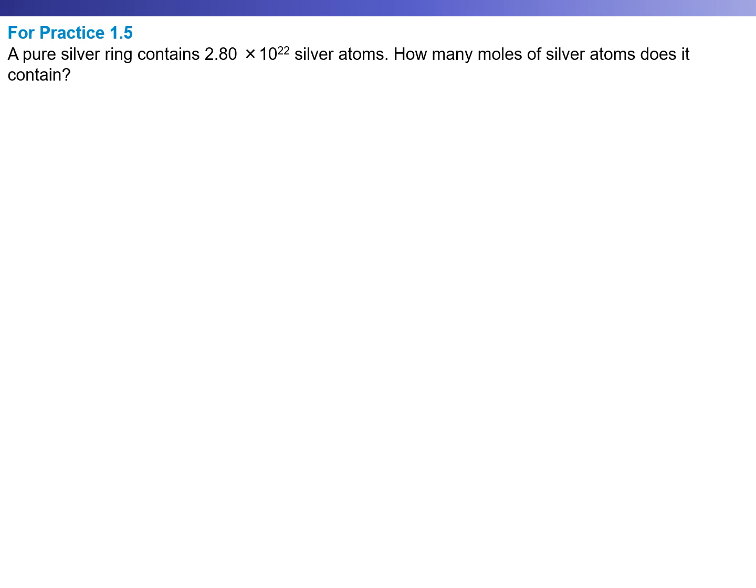So you know me, I always like to start with what is given. So we are given 2.80 times 10 to the 22nd silver atoms, and we're going to be asked to answer the number of moles of silver that is contained in that number of atoms. So because this is a dimensional analysis, we have to figure out what two units have a standard that are going to be equal to each other.